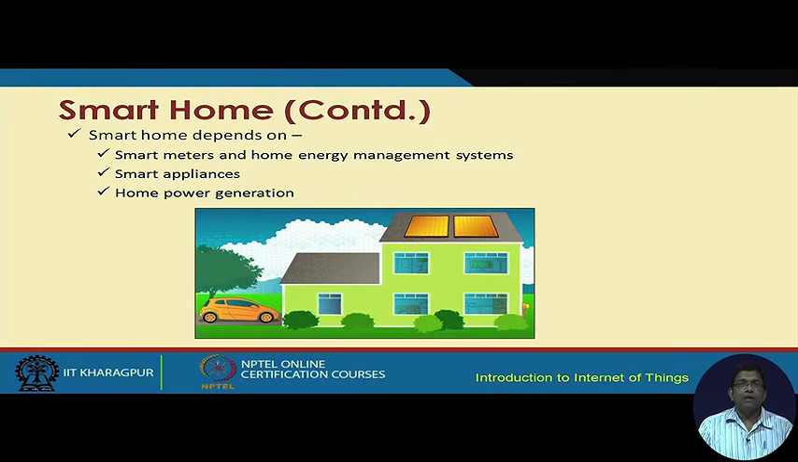So, in a smart home what we have is something like this. We have smart meters, smart appliances, and there is a home power generation system as well. On the rooftops there can be these solar panels, and these solar panels can additionally generate some electricity to supplement the electricity that is supplied to the home.